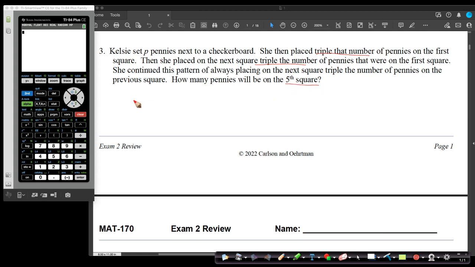Okay, so basically we have a little board. Let's just draw a little picture. We're starting with P, and then we're going to go for, well, this is just a checkerboard, right? So here's 1, 2, 3, 4, 5. The first square, she's going to take 3P.